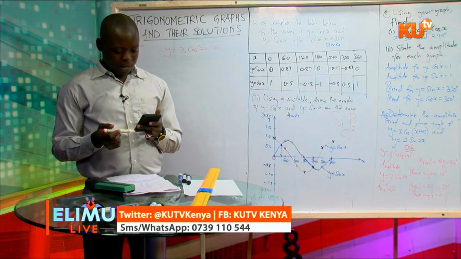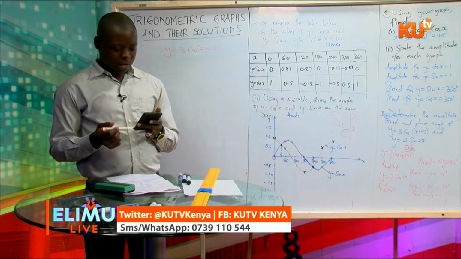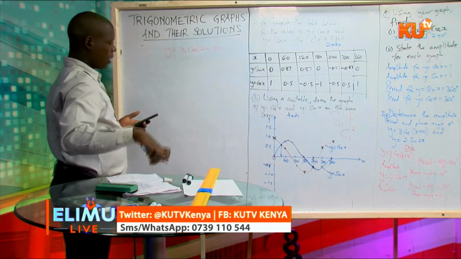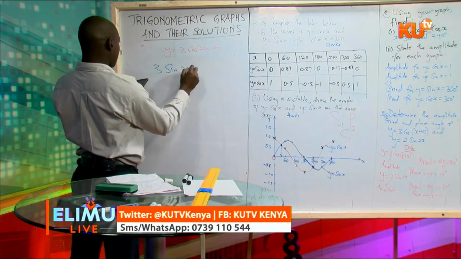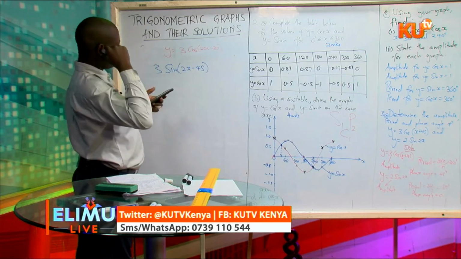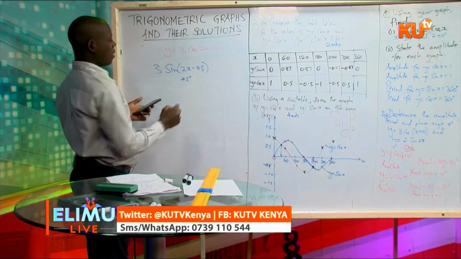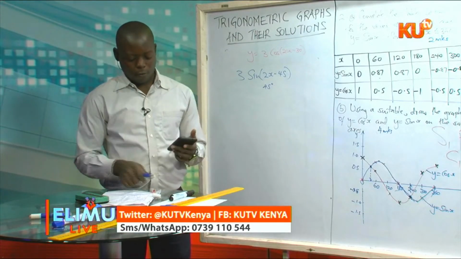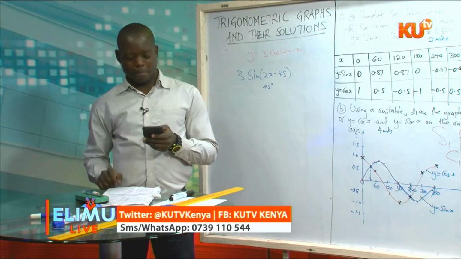Hi teacher, I'm Eva Washuka from Kirima High School. In question 3, what we have is 3 sin(2x - 45). Can we say the phase angle is negative 45? The same answer as question 1. The phase angle is 45 degrees, a positive value, only that we are subtracting here to get the graph for 3 sin 2x. So it is positive 45 degrees.